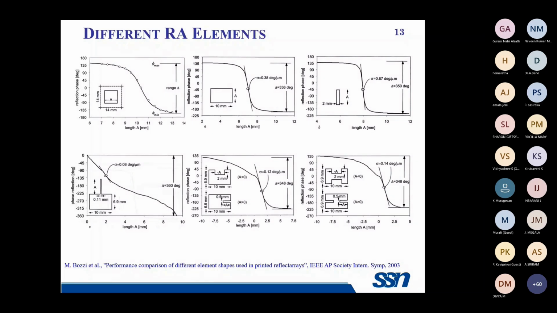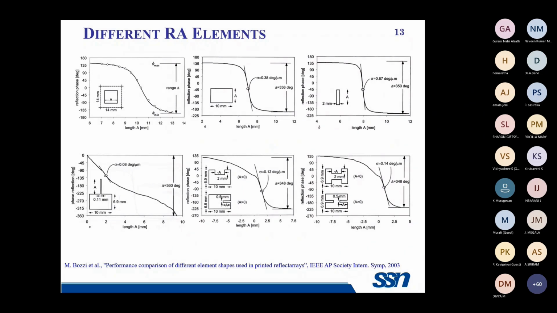This is where we need to focus. In the case of this rectangular patch, we obtain a 338-degree phase variation. And when you look at the slope of this phase curve, that slope is 0.38 degree per micrometer change. And when we come to the next picture, which is a thin dipole, here in the thin dipole we can maintain the width of the dipole and we can vary the length of the dipole, and thereby we shall obtain a different phase variation.